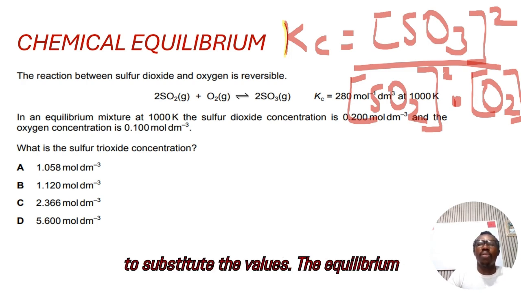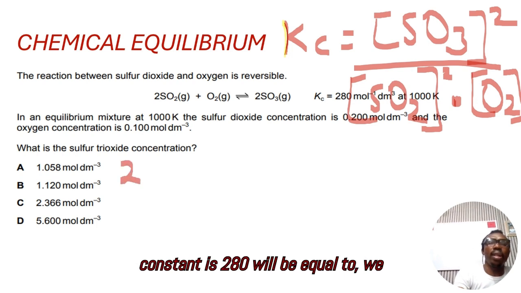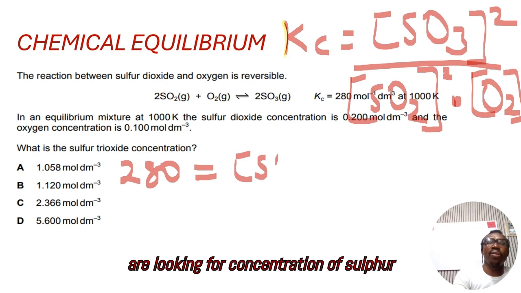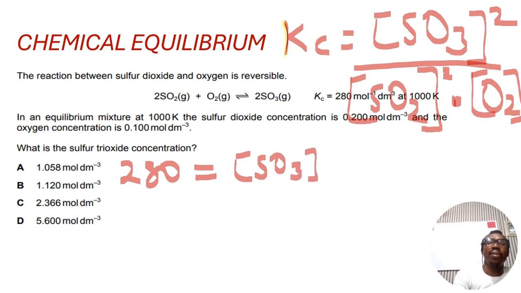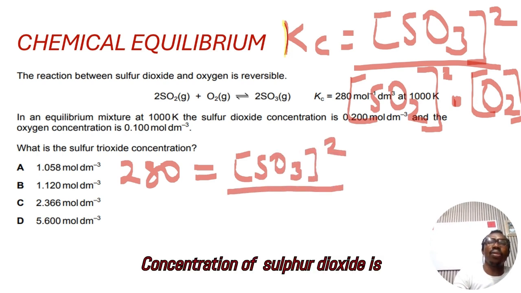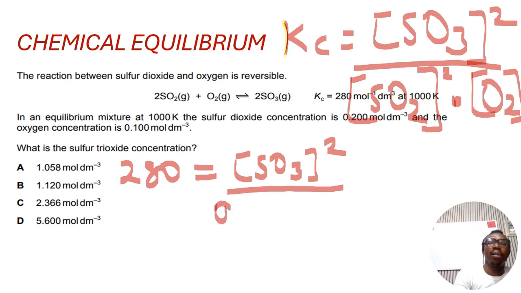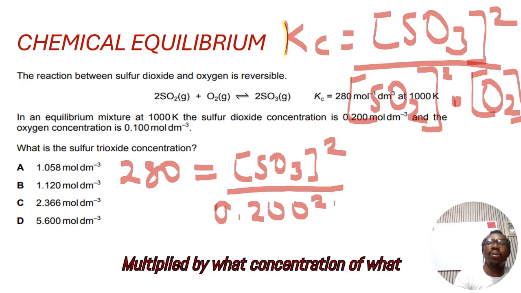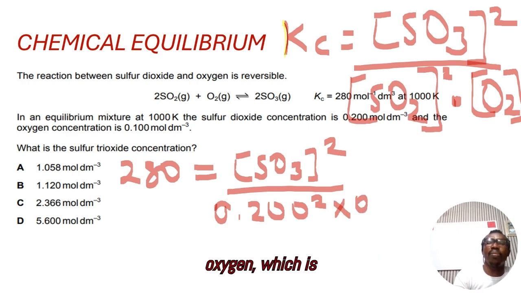So we have to substitute the values. The equilibrium constant is 280, which will be equal to the concentration of sulfur trioxide, over the concentration of sulfur dioxide, which is 0.200 all squared, multiplied by the concentration of oxygen, which is 0.100.